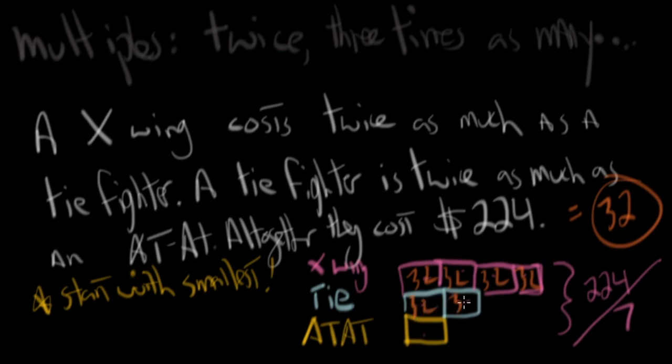So now I can answer how much every single thing costs. That's a great deal. I'm going to go buy an AT-AT for $32. Hope you enjoyed learning a little bit about the unitary method and the comparison model.